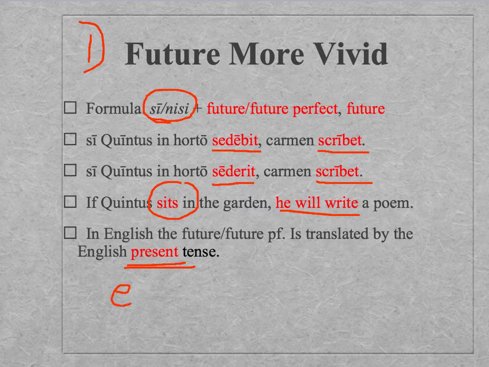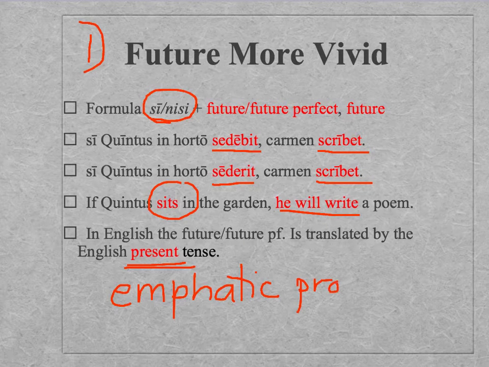So if you see a protasis with a future perfect verb, we say that it is an emphatic protasis. If he will have sat is what's behind that, if he sits.